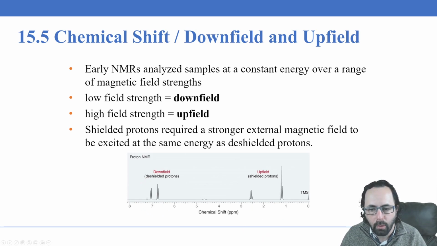The shielded protons require a stronger external magnetic field to be excited, but those would have a lower chemical shift because they have greater shielding.